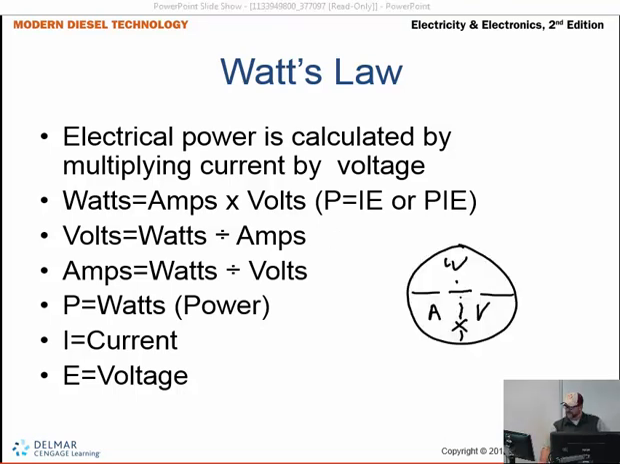Okay, so as you see here, I've put this into that familiar circle, kind of our Ohm's Law circle. And watts is on top because that's oftentimes what we're finding for. So watts is equal to amps times volts.